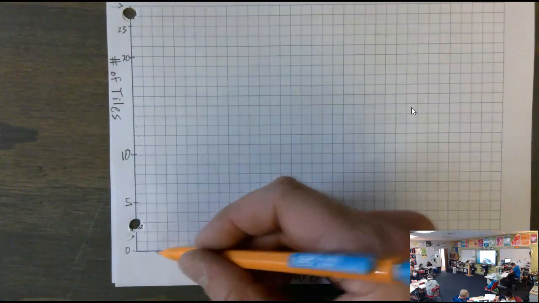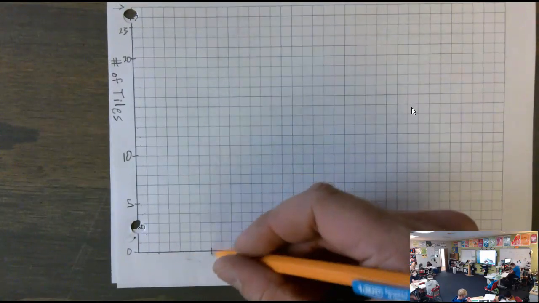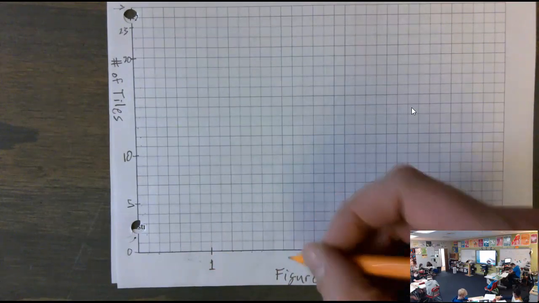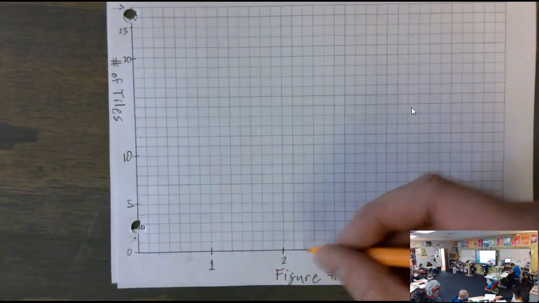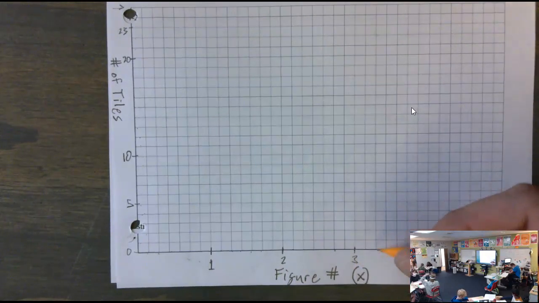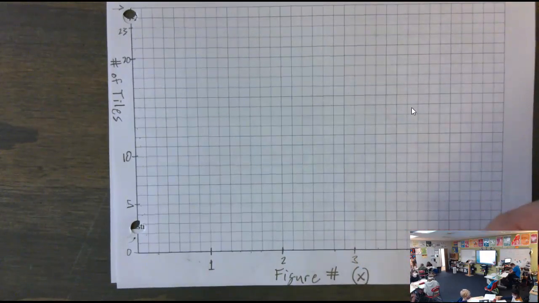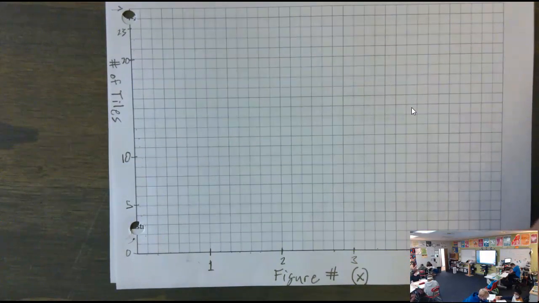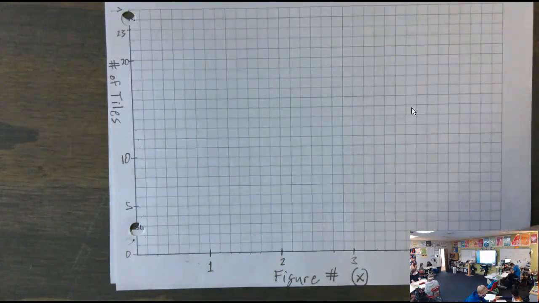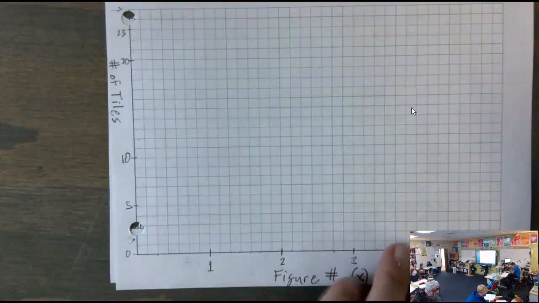Every 7. 1, 2, 3, 4, 5, 6. That's a 1. 1, 2, 3, 4, 5, 6. That's a 2. That's a 3. That's a 4. That's a 7. Okay. That's a 4. It just didn't work right.